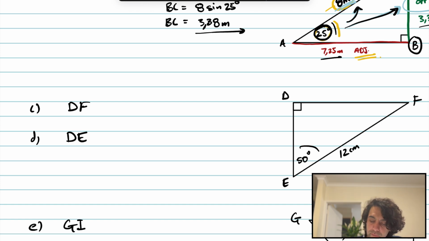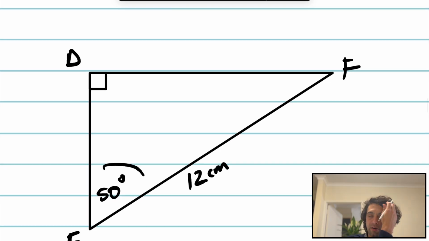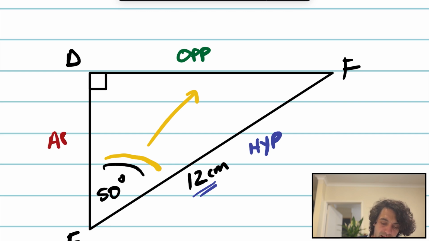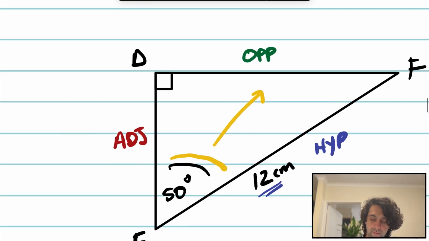So I am going to start by having a look at my triangle. What have they given me? They've given me this reference angle, beautiful. They've given me this 12 centimeters. What side is this 12 centimeters? It is my hypotenuse. It is directly opposite from my 90-degree angle. That means that on this side, I am going to have my opposite side, and on this side, I'm going to have my adjacent side. With that in mind, I can solve everything about this triangle now.